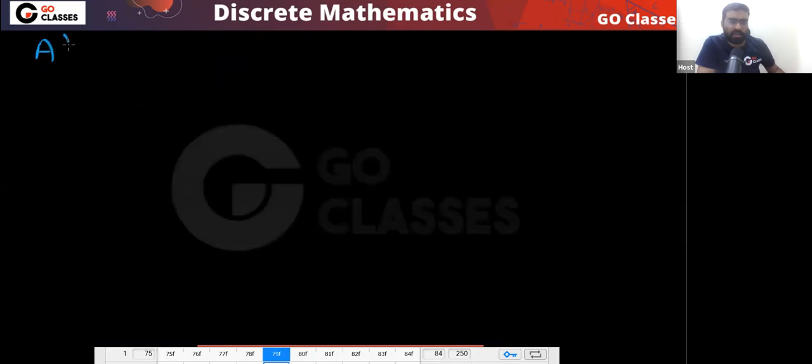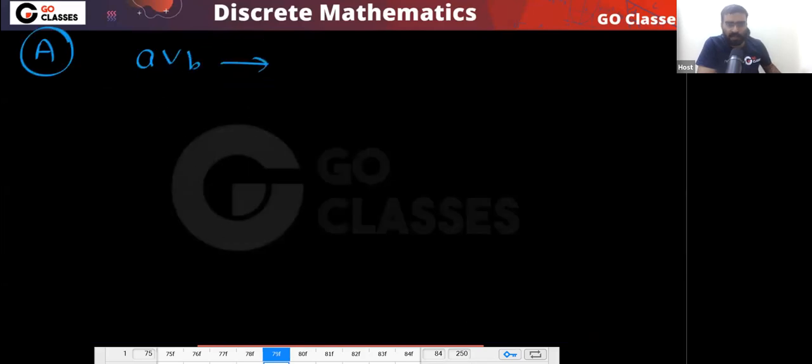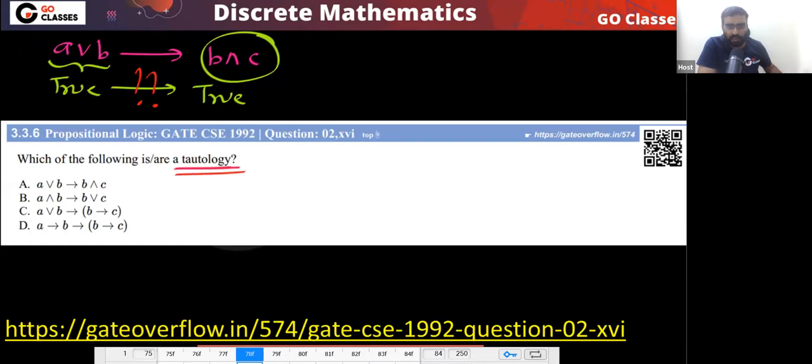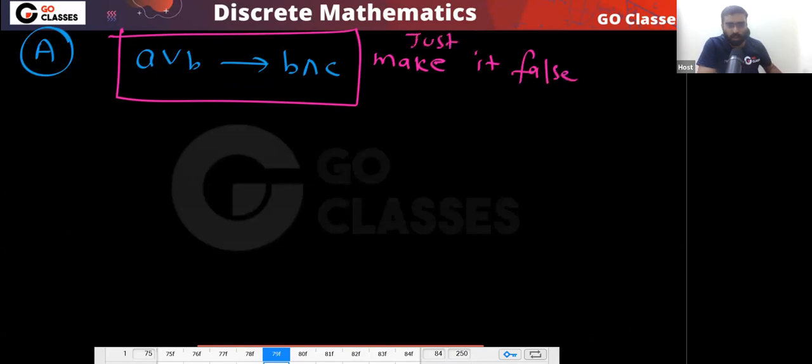You can easily solve this question by the case method. Again, you can notice this is A or B implies B and C. Actually you can also simplify this question. The question is asking for tautology. Can you make it false? Just make it false. Tell me how to make it false, because the question is asking for tautology.